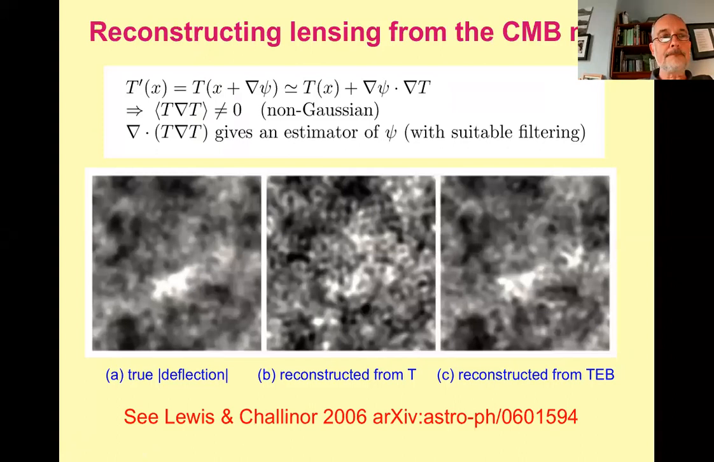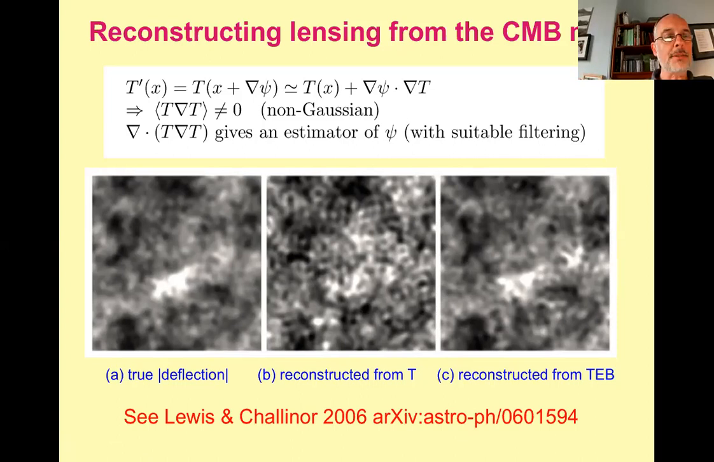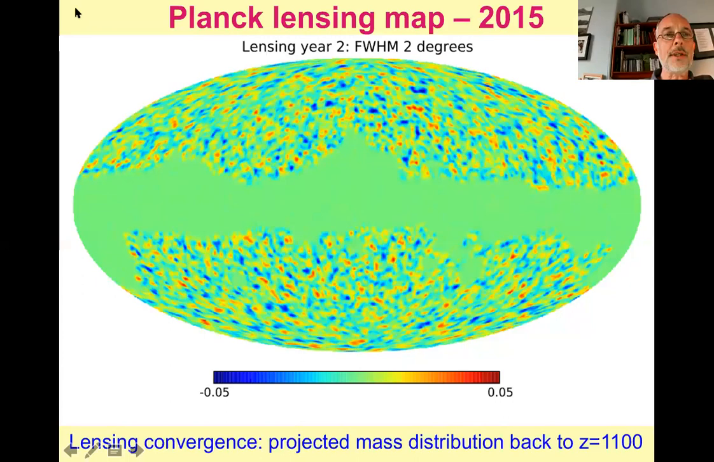As I explained, statistically, this non-Gaussian signature, the fact that temperature and the gradient of temperature are correlated, means you just multiply those two fields, and with an appropriate smoothing, you can extract some estimate of the strength of the lensing signal as a function of position. And this is what it actually looks like. So Planck had two goes at this. This is their first CMB lensing map in 2013, which was based only on the temperature data. And here in 2015, they added in the polarization. So let me just flick between these, so you can get a feeling for what the signal to noise in this is, which is only moderate.